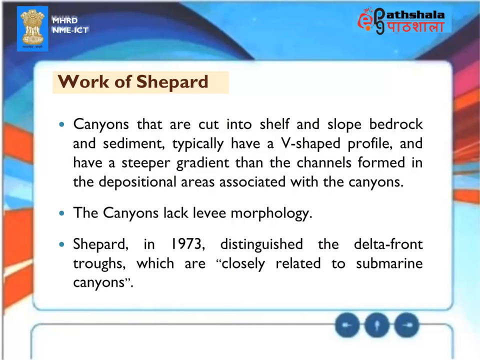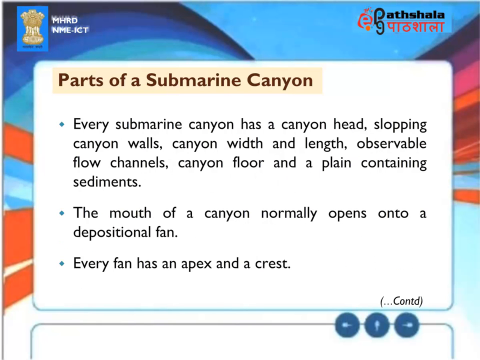Shepard in 1973 distinguished the delta front troughs, which are closely related to submarine canyons. Parts of a submarine canyon. Every submarine canyon has a canyon head, sloping canyon walls, canyon width and length, observable flow channels, canyon floor, and a plain containing sediments. The mouth of a canyon normally opens onto a depositional fan. Every fan has an apex and a crest.